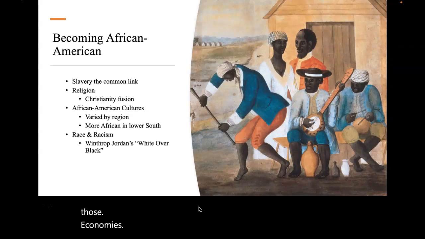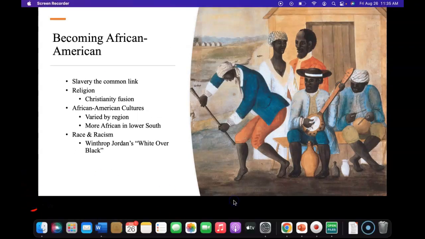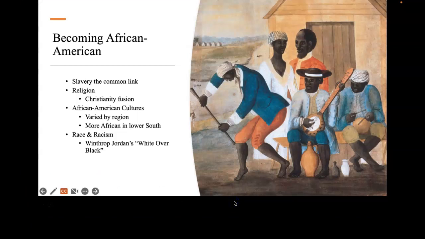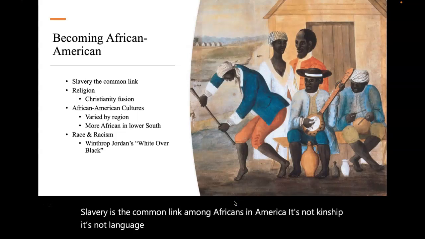Becoming African American. Slavery is the common link among Africans in America. It's not kinship, it's not language, it's not even race, it's slavery itself.